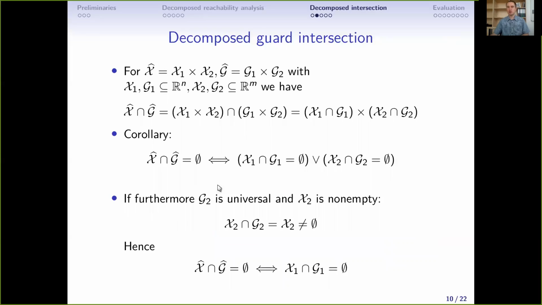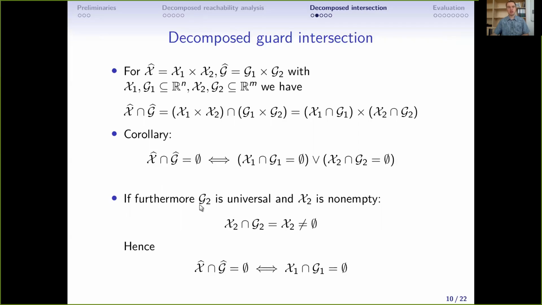And now we can exploit this further if we know that G2 is universal and assume that X2 is non-empty. So then the intersection of X2 and G2 is equal to X2 because G2 is universal. And since X2 is non-empty, we know that this disjunct is trivially true. So we can just ignore it and simplify this check to this first disjunct.